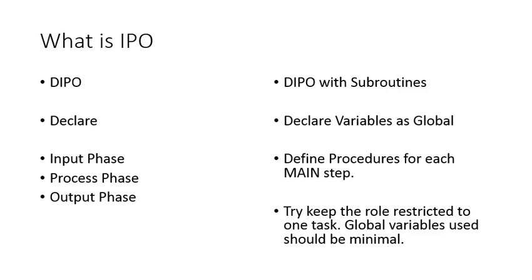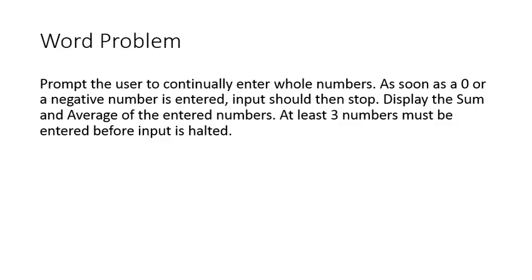sub tasks. Right, now it's hard to talk about these things in a vacuum, so I've introduced a word problem that is roughly around about an L level program, which says prompt the user to continually enter whole numbers. As soon as 0 or a negative number is entered, input should stop. Display the sum and average of the entered numbers. At least 3 numbers must be entered before input is halted.